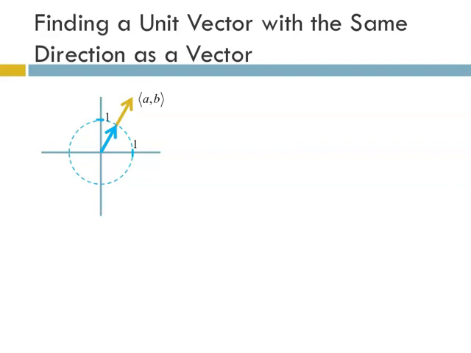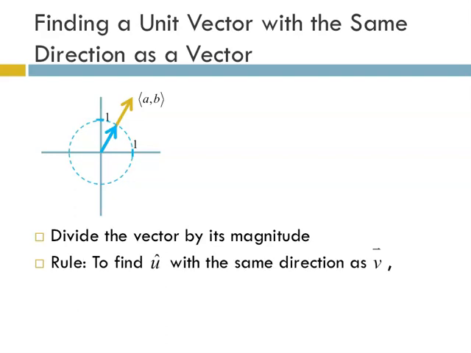Well, how do we take any number and get it equal to 1? We can divide by itself, right? In this particular case, we don't want to get rid of the direction, so we're going to divide by the magnitude. Okay, so in order to find a unit vector with the same direction as a given vector, you will divide the vector by its magnitude. So, to write it as a rule, to find u hat with the same direction as vector v, u hat is equal to vector v divided by the magnitude of vector v.